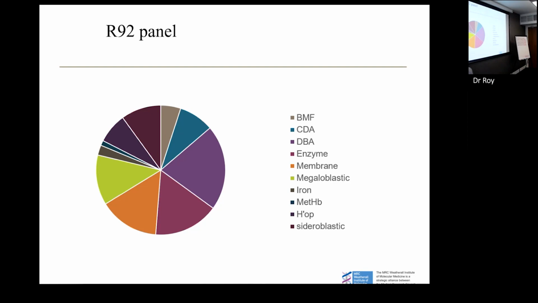And here you can see all the different conditions that are covered. So we've got a few bone marrow failure genes. We've got CDA and DBA. We've got red cell enzyme disorders, red cell membrane disorders. This big piece of pie here is inherited B12 and folate deficiency. I have never seen a patient with any of these, but there's a lot of genes involved. We've got a few iron genes, methemoglobin genes, the haemoglobinopathy genes, and the sideroblastic anemia genes. And so today I'm just talking about CDA and DBA.